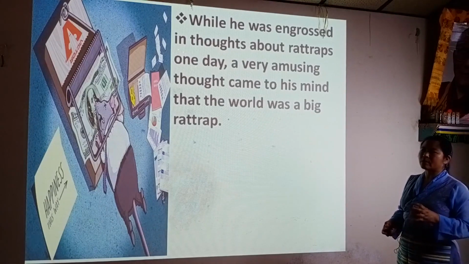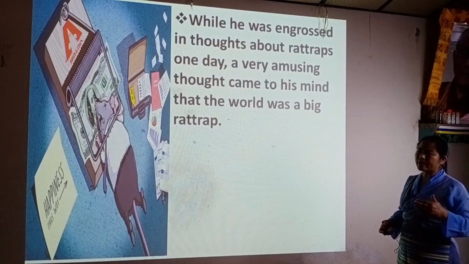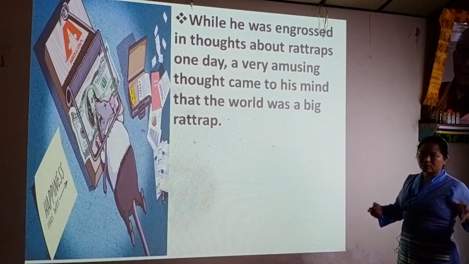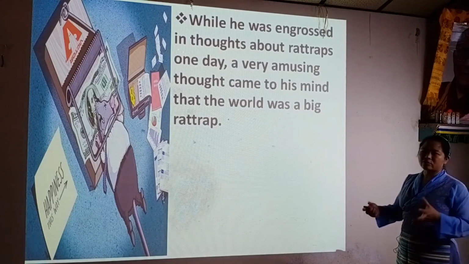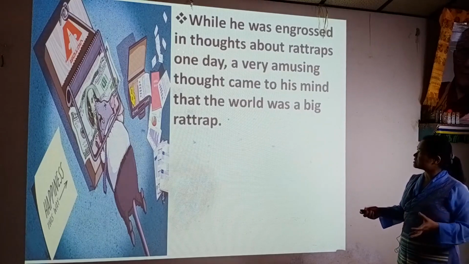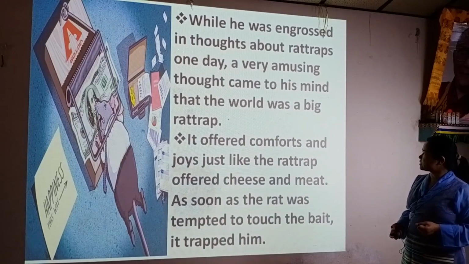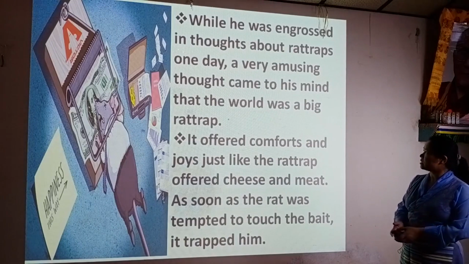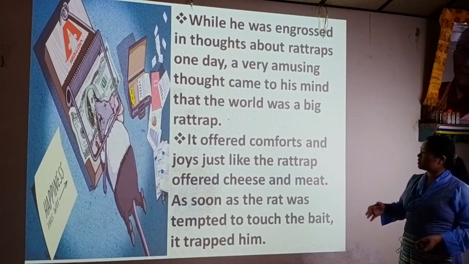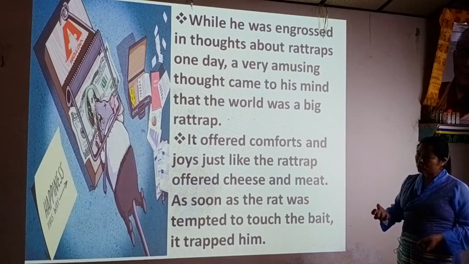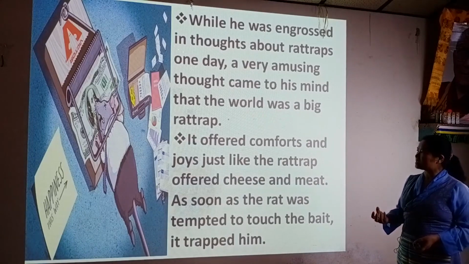So that is a metaphor, use of a metaphor. He compares the world that we live in to a rat trap. He's saying that both the world that we live in and the rat trap are the same. In what sense? It offered comforts and joys just like the rat trap offered cheese and meat. So in this sense, the world offered comforts, joys, and happiness to trap us within itself.